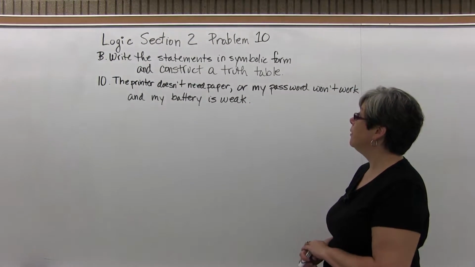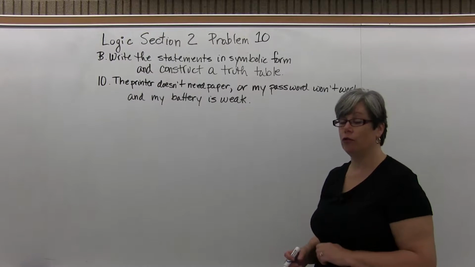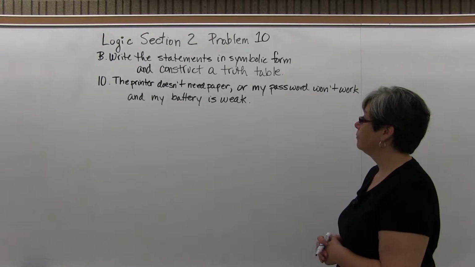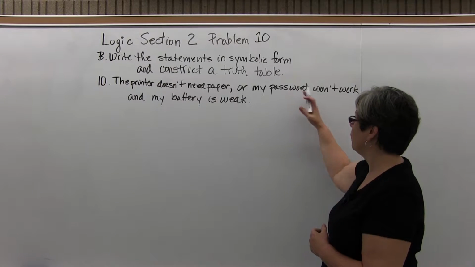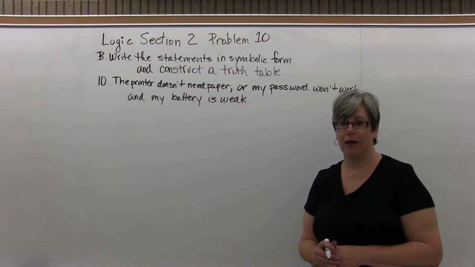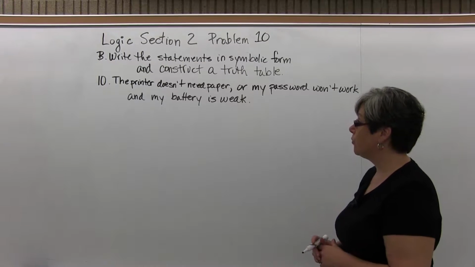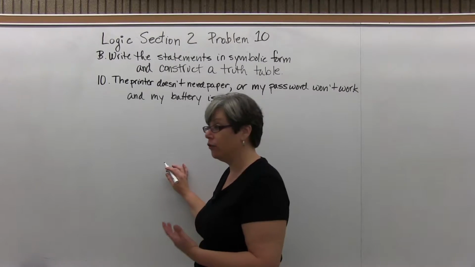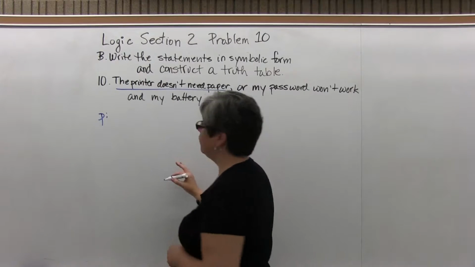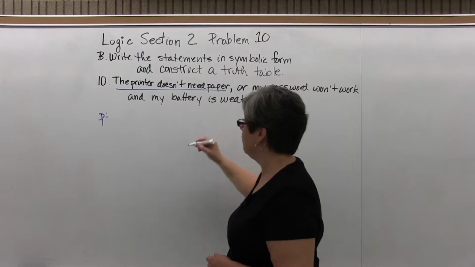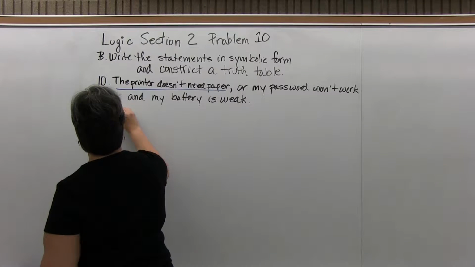B. Write the statements in symbolic form and construct a truth table. 10. The printer doesn't need paper, or my password won't work, and my battery is weak. So we have three simple statements. Be sure to use the positives. P, we'll use the positive of the printer doesn't need paper and do the printer needs paper.